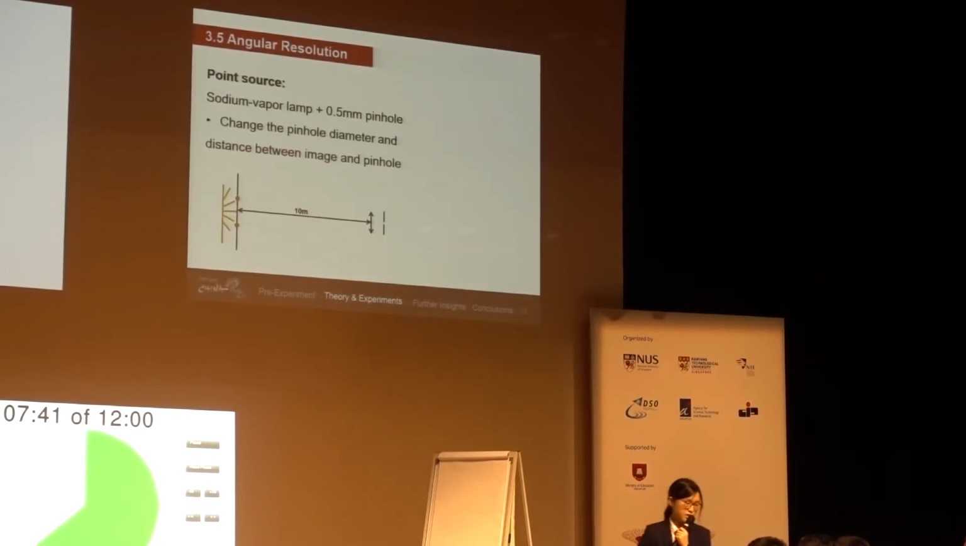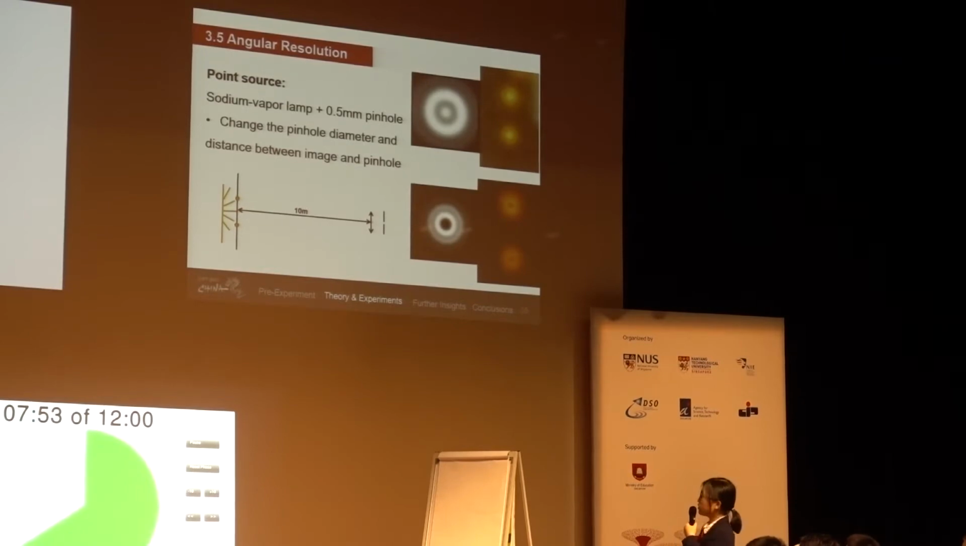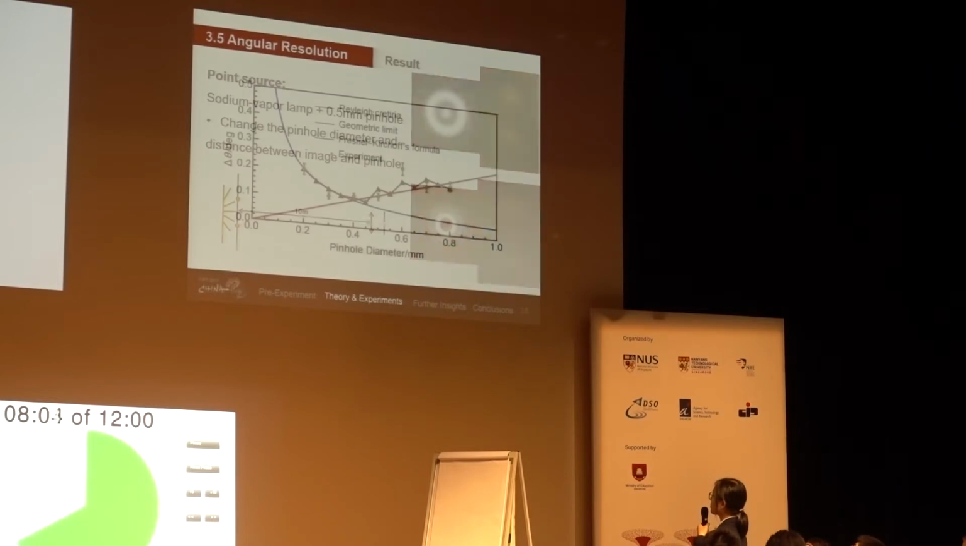So in an experiment, we use a point source created by a sodium vapor lamp and a 0.5mm pinhole. And we change the pinhole diameter of the single lens telescope and the distance between the image and the pinhole. So this is the result we get, and this is the simulation of the numerical solution that we get from our Fresnel-Kirchhoff calculation. And we can see the similarity between these two.